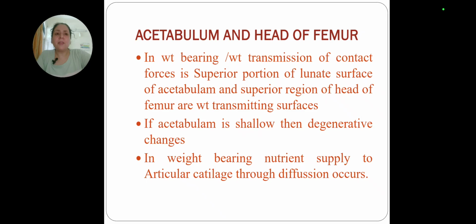The second adaptation is at the level of the acetabulum and the head of the femur. In the weight bearing position, the contact forces at the superior portion of the lunate surface of the acetabulum and the superior region of the head are where there is maximum force transmission. If this acetabulum is shallow in any form, then there will not be a good amount of weight distribution.